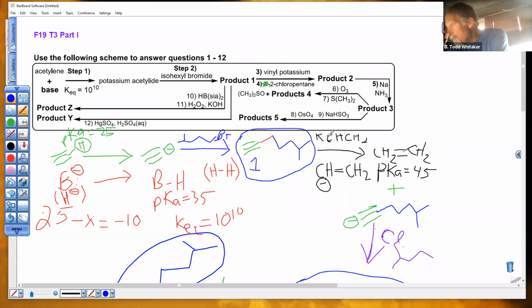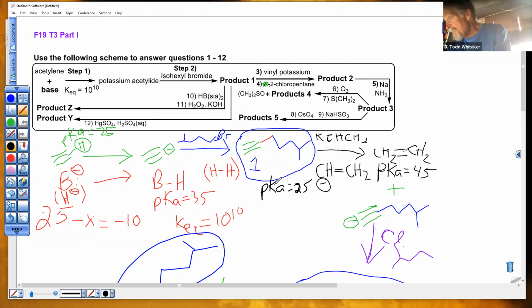Vinyl potassium right here. Step 3. So that was a reaction where vinyl potassium, this molecule, reacted with this molecule. So we had a pKa of 25 for the terminal alkyne, and we have a pKa of 45 for the alkene. Sorry, did I say terminal alkene? I meant terminal alkyne. I gave the right number.